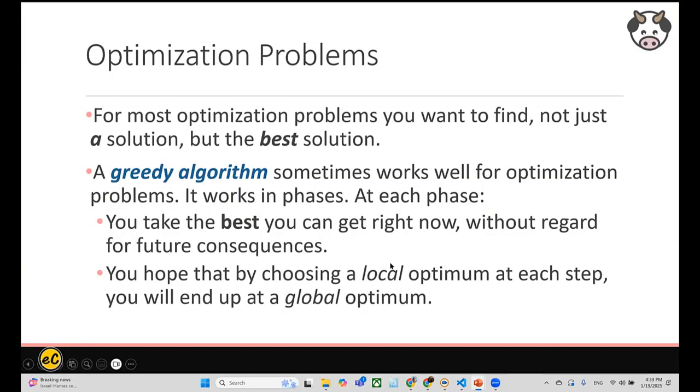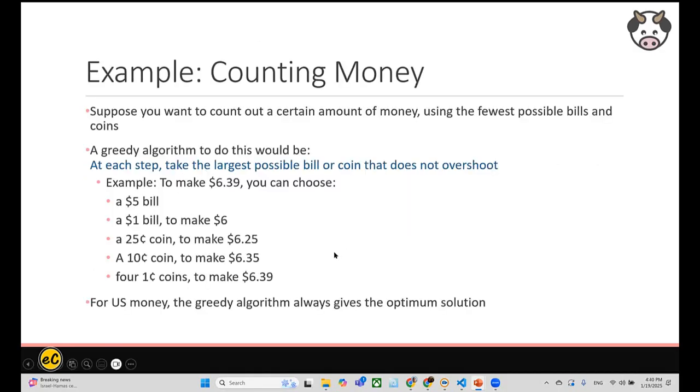So for an optimization problem, when you want to find the best solution, you hope that you can choose every single local optimum. For some problems, if you go for the local maxima, you will find the global maxima. That's called a greedy algorithm. Some problems you cannot solve in this way, so it depends on what problem it is.